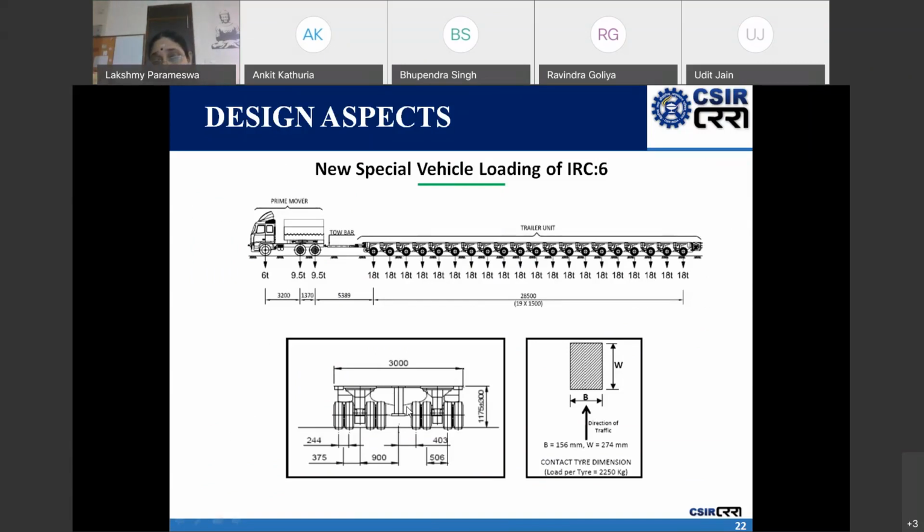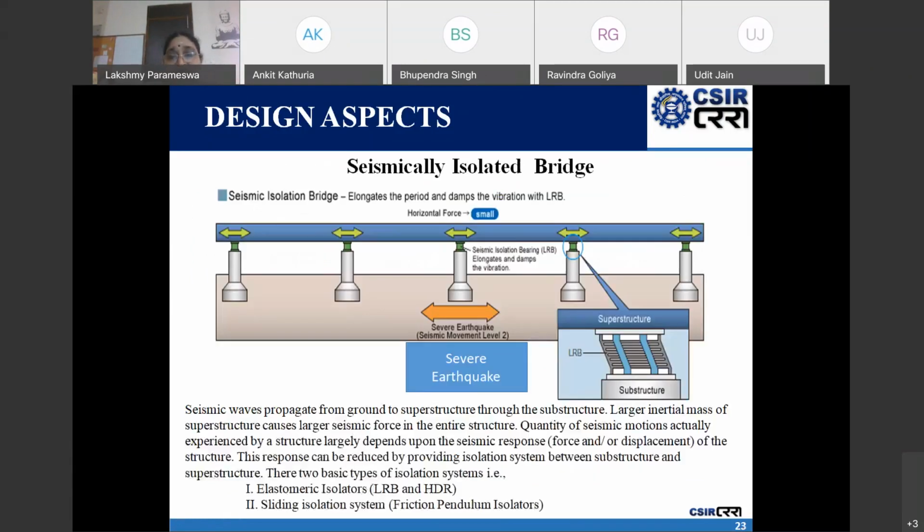Not much eccentricity will be there, and when there is high wind, this vehicle will not be allowed to move. So there are certain restrictions for movement of this particular vehicle.